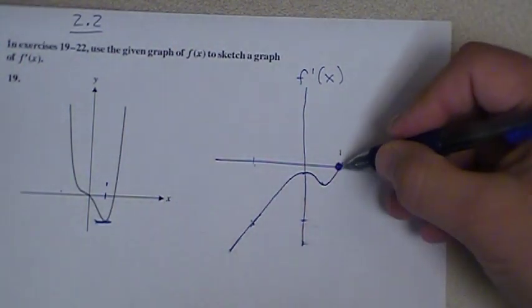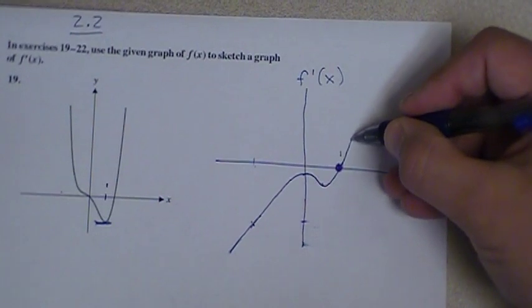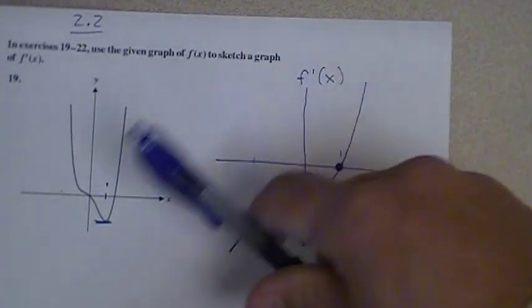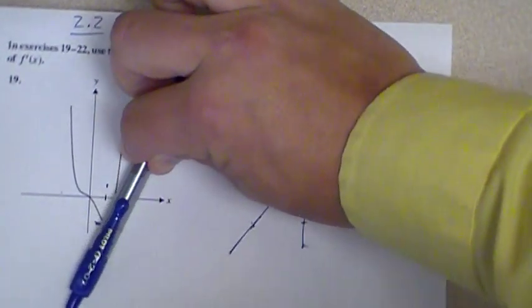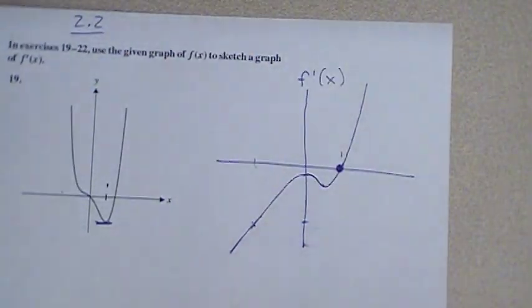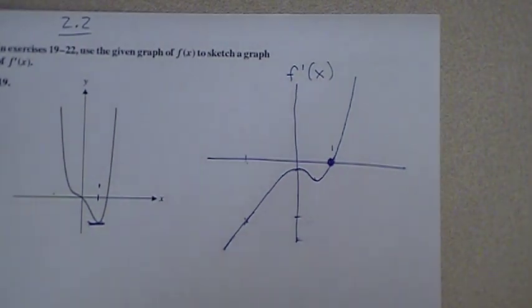And then on the other side of this point, the slope of the tangent line just has to get more and more positive, right? It starts off as a small positive, and then it gets to be a steeper and steeper and steeper positive. So that's how you can sketch the graph of a derivative if you're starting with the graph of a function.